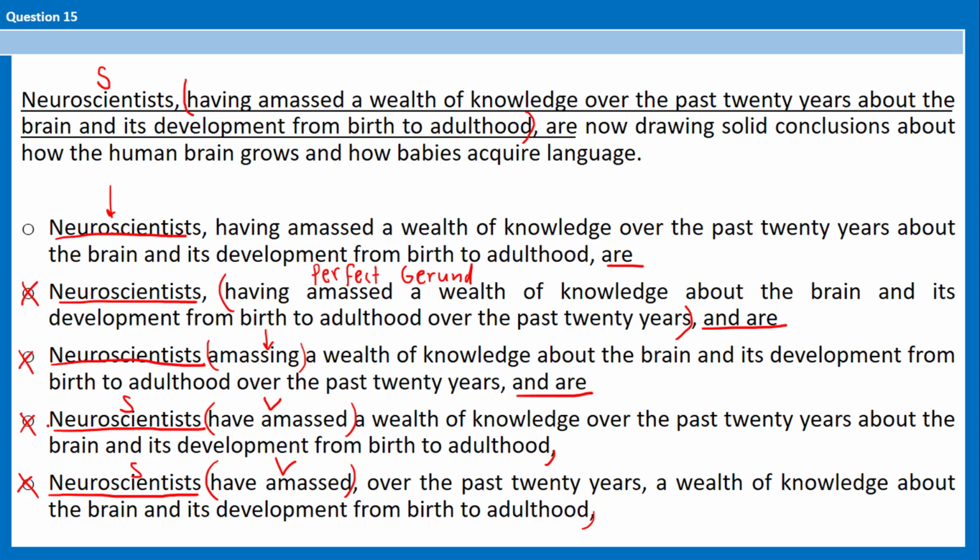Okay? We keep the original sentence. Neuroscientists, having amassed a wealth of knowledge over the past 20 years about the brain and its development from birth to adulthood, are now drawing solid conclusions about how the human brain grows and how babies acquire language. Okay, so the perfect gerund can be used to express the cause of an effect. In other words, having amassed a wealth of knowledge is the cause of the effect, which is are now drawing solid conclusions. Okay, we keep A. If you have any question, email me at verbal@gmail.com.